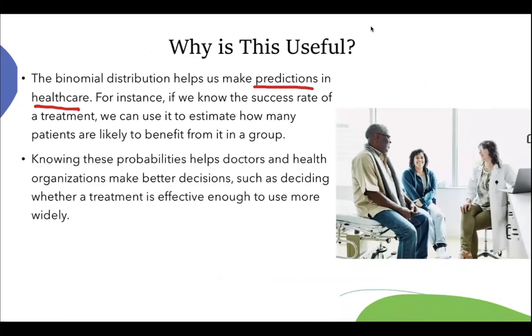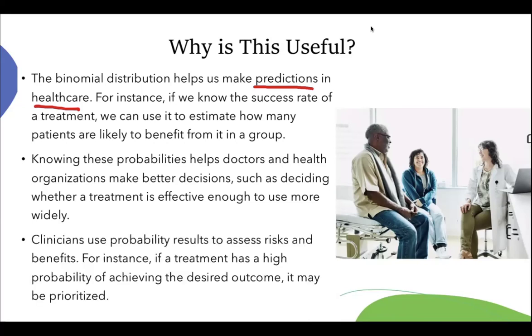Knowing probabilities helps doctors and health organizations make better decisions, such as deciding whether a treatment is effective enough to use more widely. Clinicians use probability results to assess risks and benefits. For instance, if a treatment has a high probability of achieving the desired outcome, it may be prioritized.